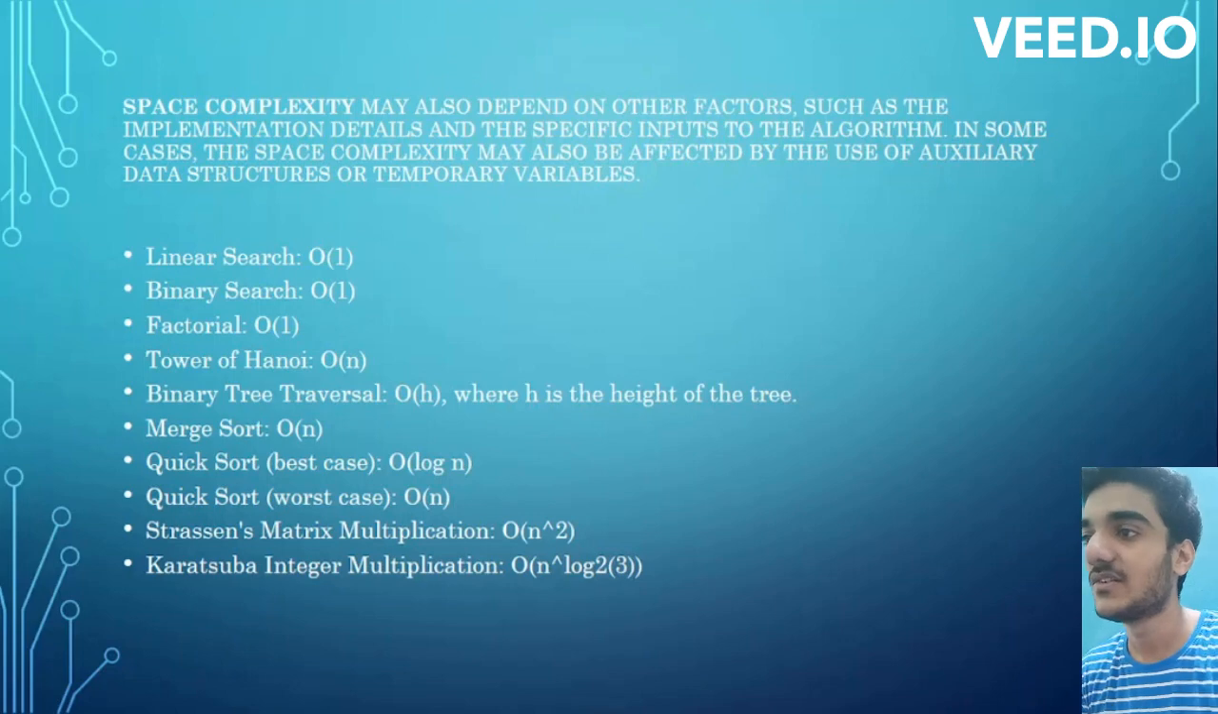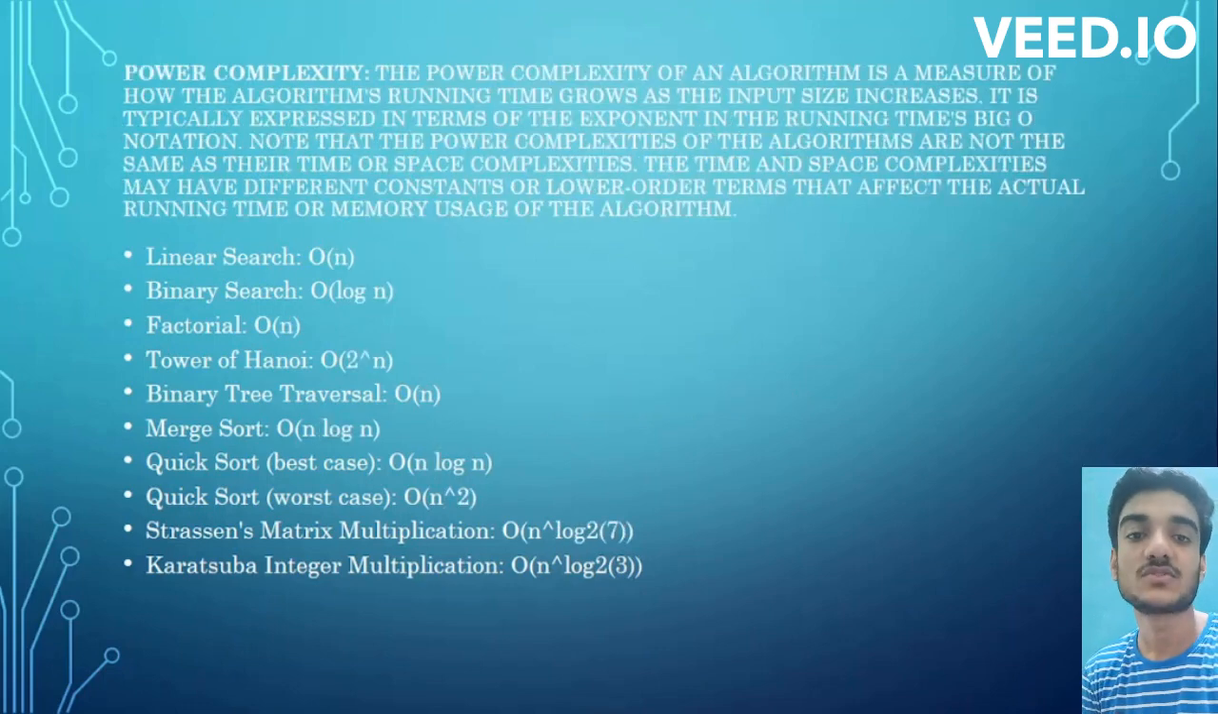O of n, binary tree traversal big O of h, where h is the height of the tree, merge sort O(n), quick sort best case O(log n), quick sort worst case O(n), Strassen's matrix multiplication O(n square), Karatsuba integer multiplication O(n) power log base 2 of 3.